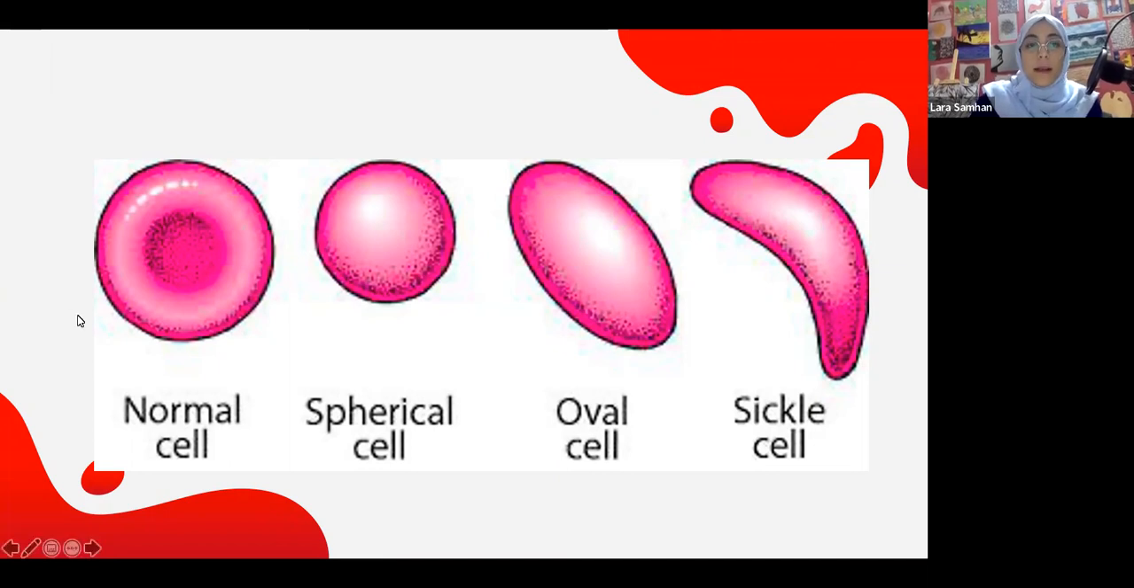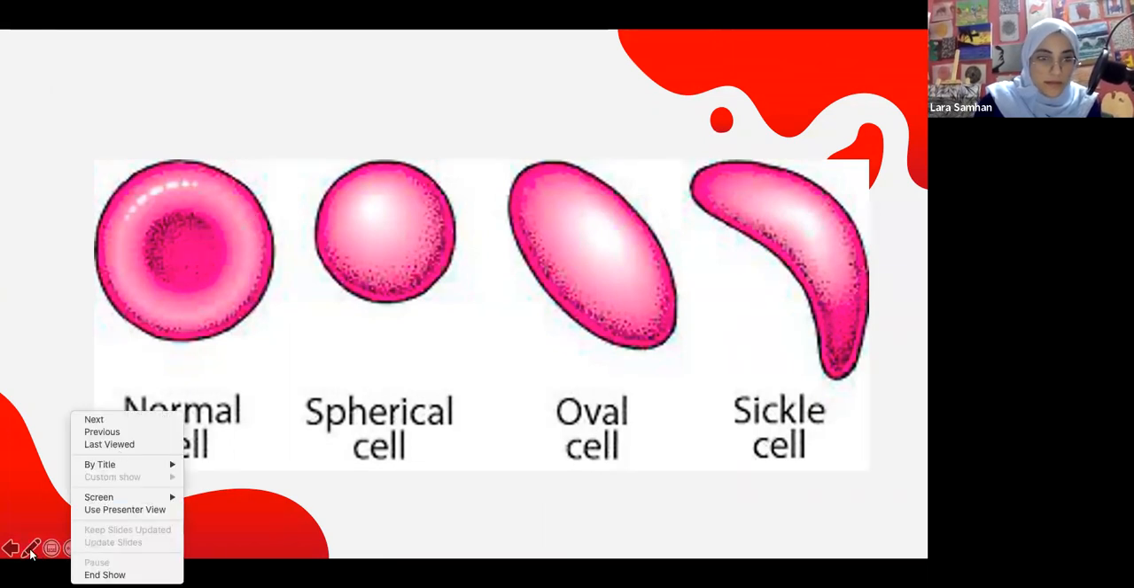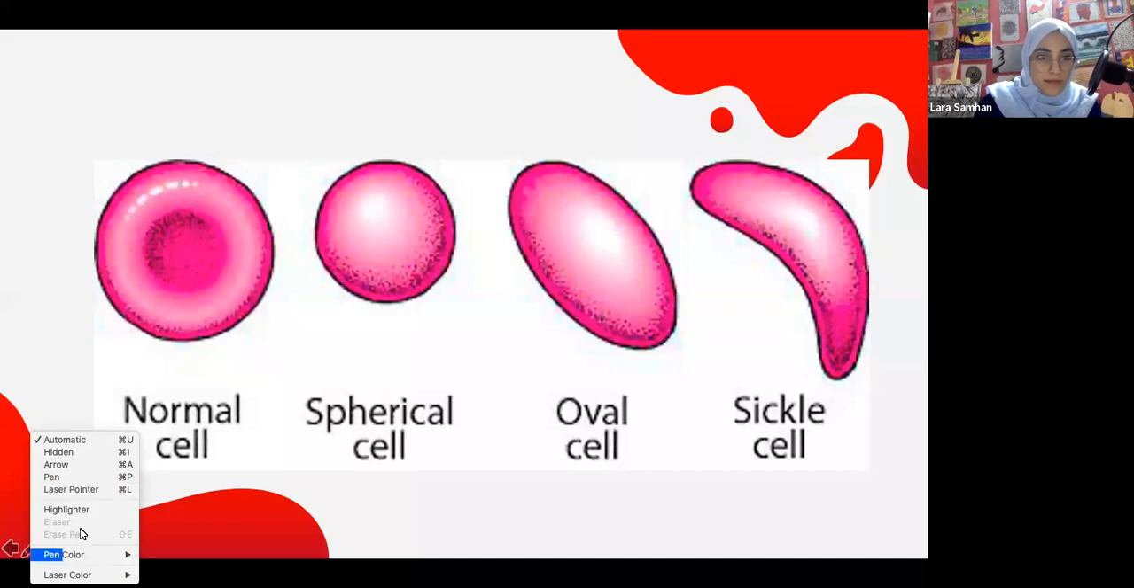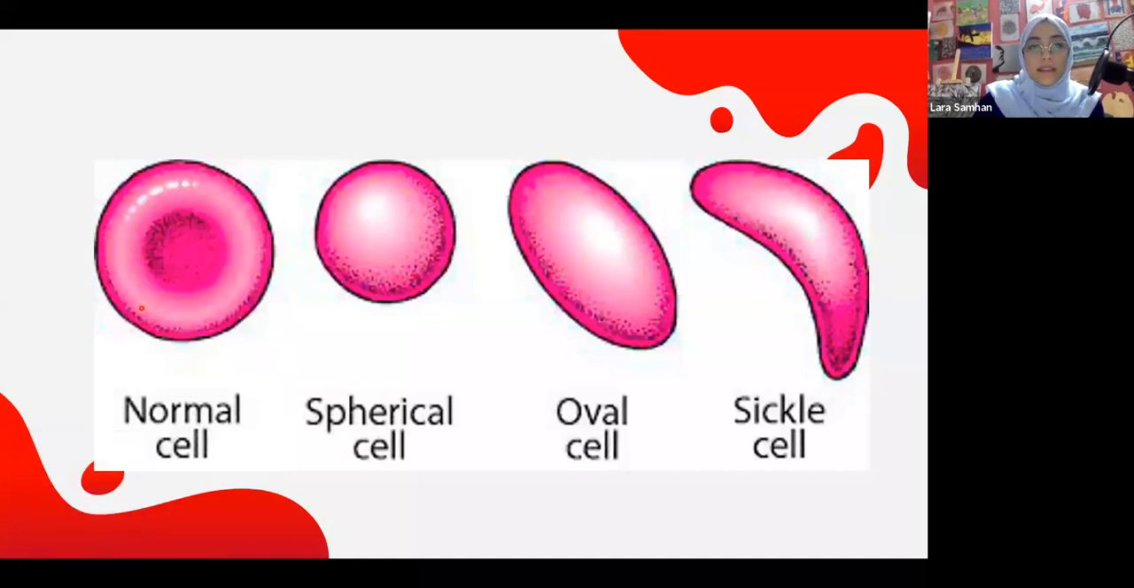A red cell is a biconcave shape, and this is the normal structure of the cell. This is the normal shape of the red blood cell, a biconcave structure. Now, if there is any problem in this biconcave structure, we're going to have problems with the RBC moving from one place to another.